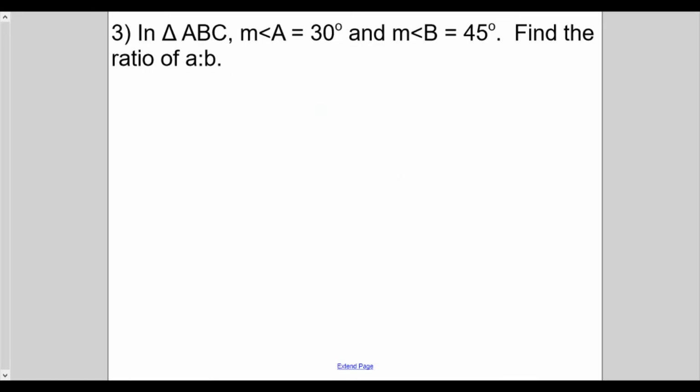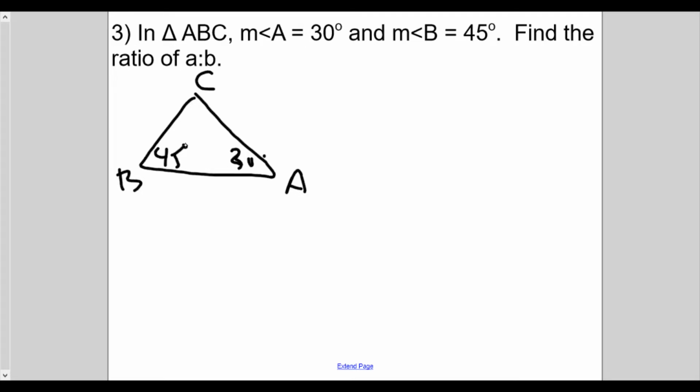Our next problem is going to be in triangle ABC, and the measure of angle A is equal to 30, and the measure of angle B is 45. Find the ratio of A over B. Okay, so I'll draw a triangle. We'll make this A, make this B, make this C, and so here we have 30 degrees for angle A, and 45 for angle B, and we'll call this side A and we'll call this side B.